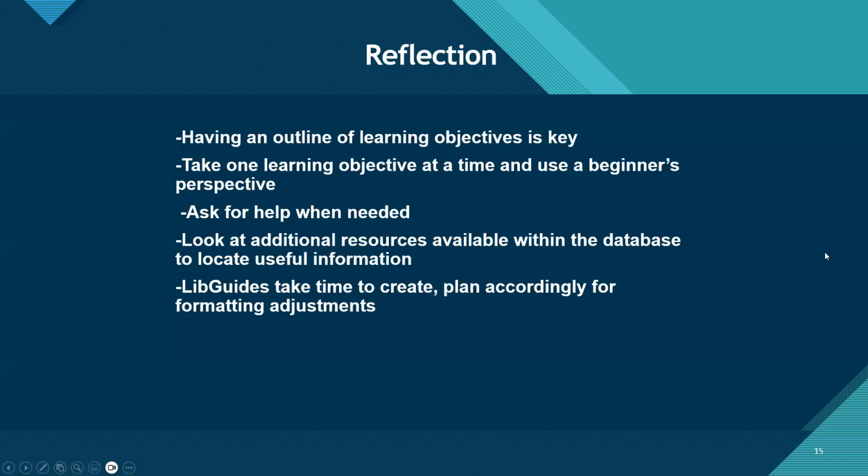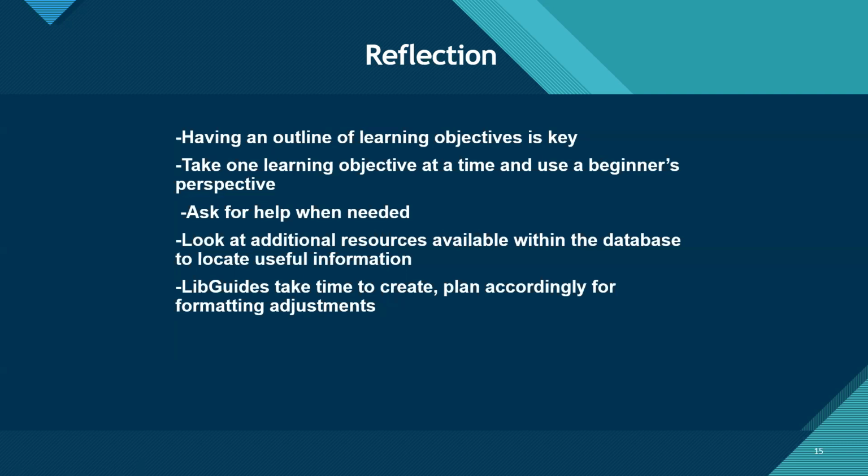So, the things I have learned during this journey: I learned that having an outline of learning objectives is key and super important. This made the process so much easier. I was able to take it one chunk at a time and write out instructions. And then I also noticed the importance of using a beginner's perspective and getting an idea of how someone else would want to learn how to do something.